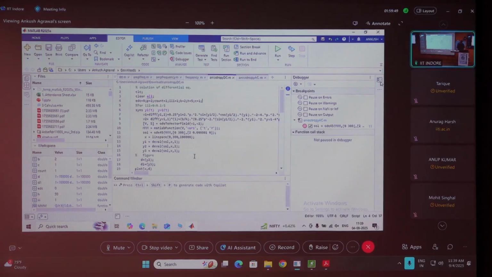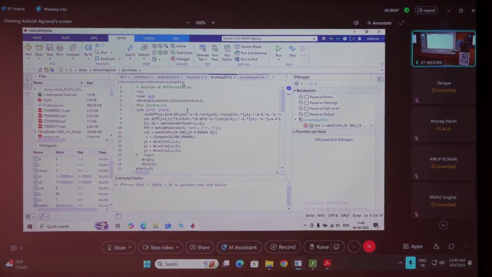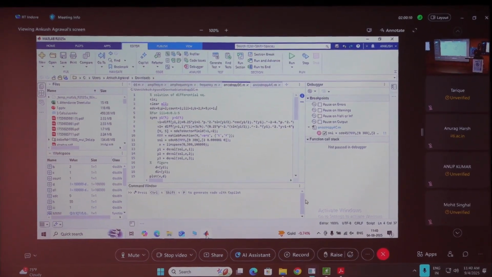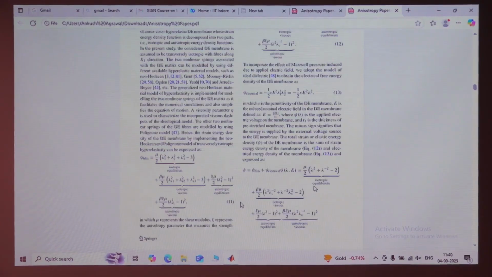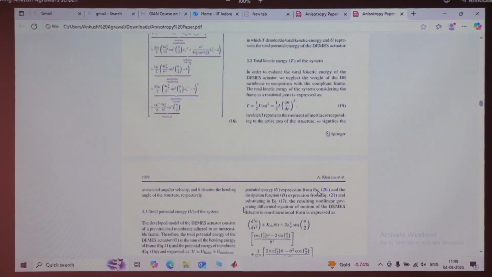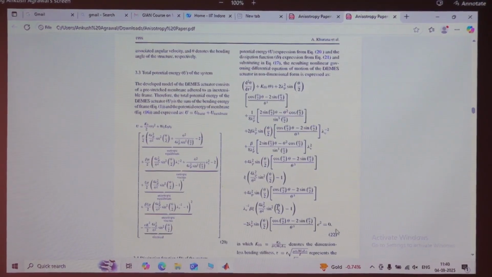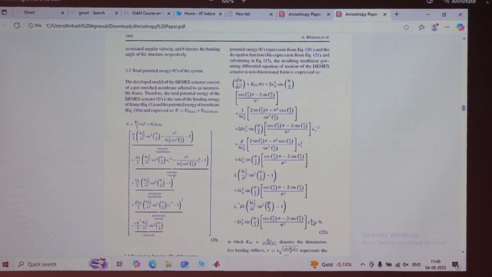So here's the MATLAB code. I think it's visible to you. For the solution of the differential equation, we will go one by one. Initially we will have the attained equilibrium angle, so no voltage is applied. Can you show the paper, Ankush? Just go back and go down. Final expression. Yes, this equation. In this equation, your E square will become zero.